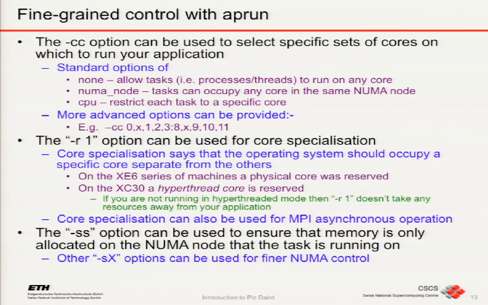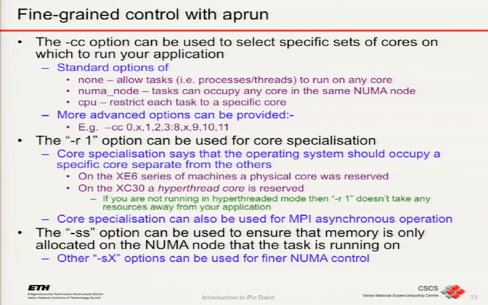You could do -D, but that's not necessarily going to work too well if you also want to use some threading. So with -cc being the way to get more fine-grained control, there are a set of different options, none, numa_node and cpu, to say whether you want no control and so on. But there are some more advanced options. So this is significant if you want to use that Intel compiler that you'll hear about tomorrow. You have to get clever if you want to actually be able to use this effectively.